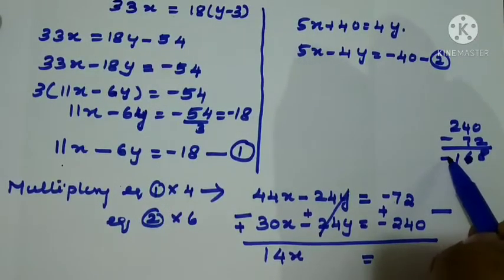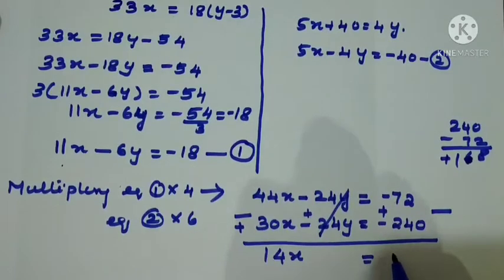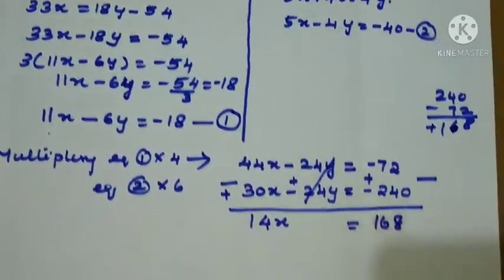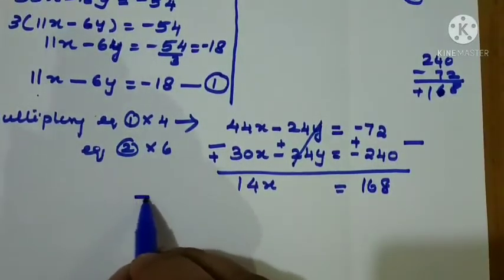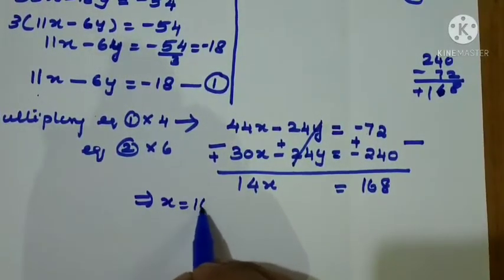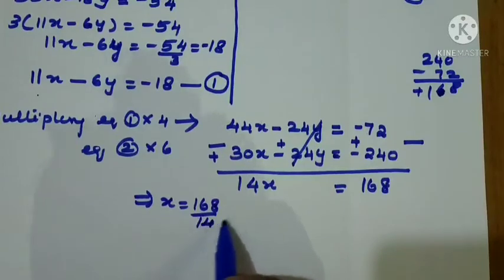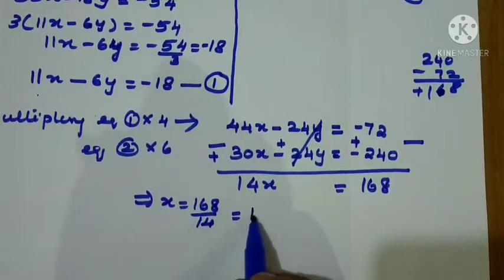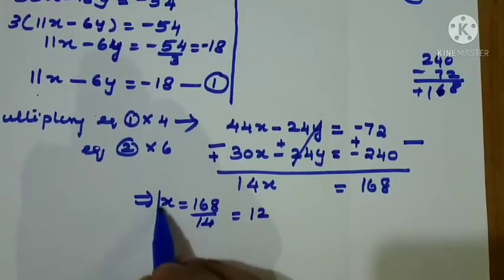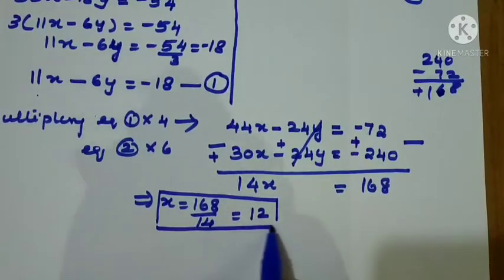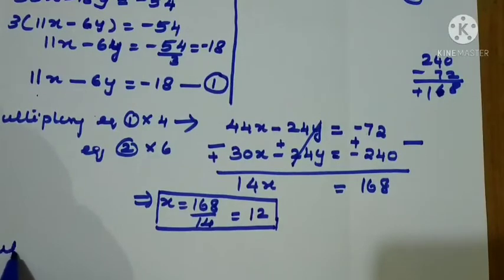So plus 168. So I'll get here 168 with the plus sign. That means what is the x value? This implies x equal to 168 by 14, which is equal to 12. Now we need y. Put x equal to 12.